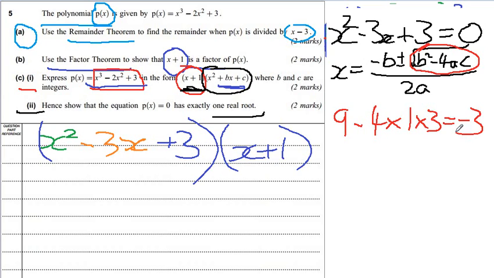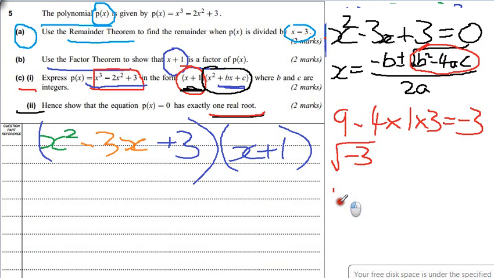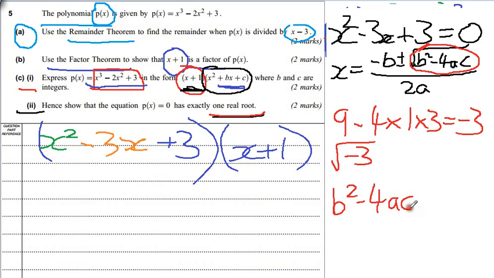So by saying there's only one real root is to say that the square root of minus 3 doesn't exist. So if you say that b squared minus 4ac is less than 0, therefore there is only one real root.